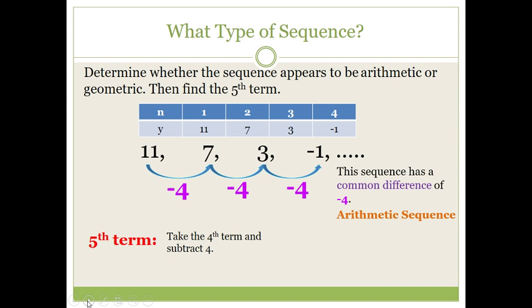Now let's find the next term. Okay, so to find the fifth term, we should take the fourth term, the last term we just had, and subtract 4 because that was the pattern that we found. So that means I should take negative 1 and subtract 4, and then we get negative 5. So the next term, or the fifth term in this case, is negative 5.